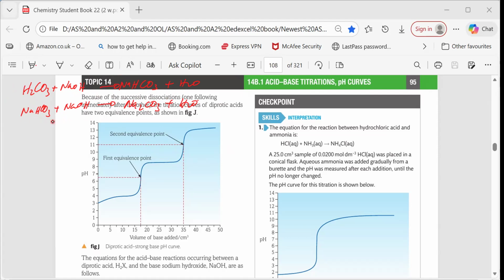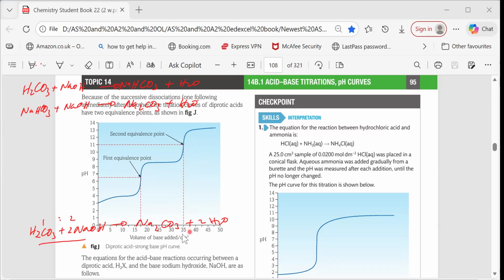Because if you add these two equations together to get the full equation, you will see that H2CO3 reacts with 2 moles of sodium hydroxide to give sodium carbonate plus water. So the mole ratio is 1 to 2. So if you are going to use the second equivalence point in your calculations, this is equivalent to the volume of the sodium hydroxide that completely reacted with the carbonic acid.